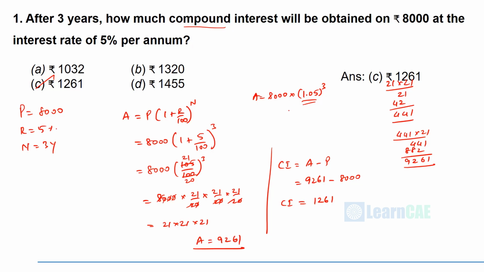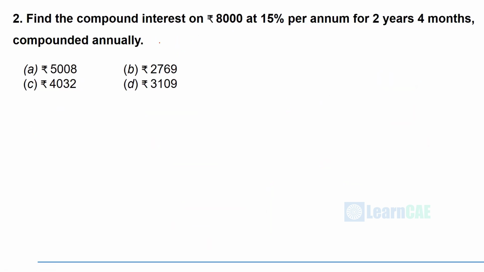Now we shall solve the second question. Find the compound interest on rupees 8,000 at 15% per annum for 2 years 4 months compounded annually. Okay. So here they are giving the time duration as 2 years and 4 months, not a round figure. Let us write the inputs. Principal is equal to 8,000. Rate of interest is equal to 15% and time period n is equal to 2 years 4 months. This we can write as 2 and 4 by 12 years, or again 2 and 1 by 3 years.